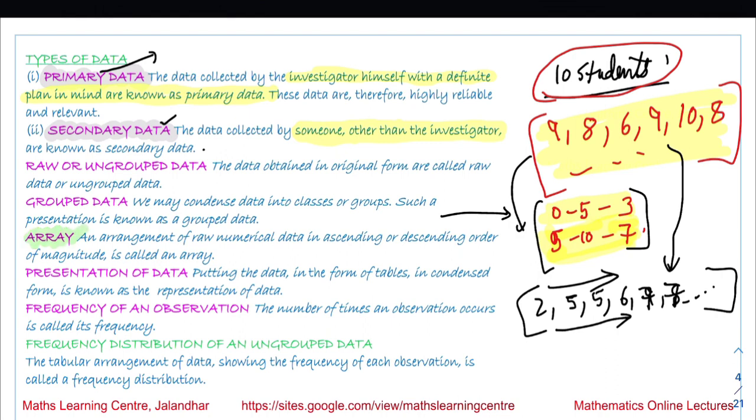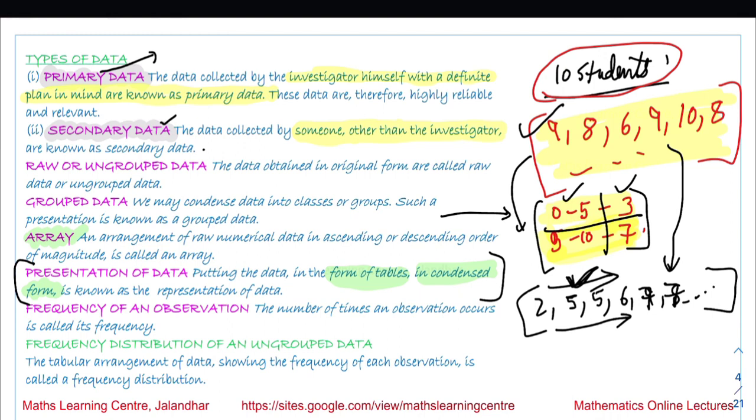Next is presentation of data. Presentation means putting the data in the form of tables in condensed forms. It is known as presentation of data. So this was the data given to us. We can present it in this tabular form, that marks between this and this is this. We can put it in this array form and arrange it in a table. This kind of presentation, in which we present that data, is called the presentation of data.